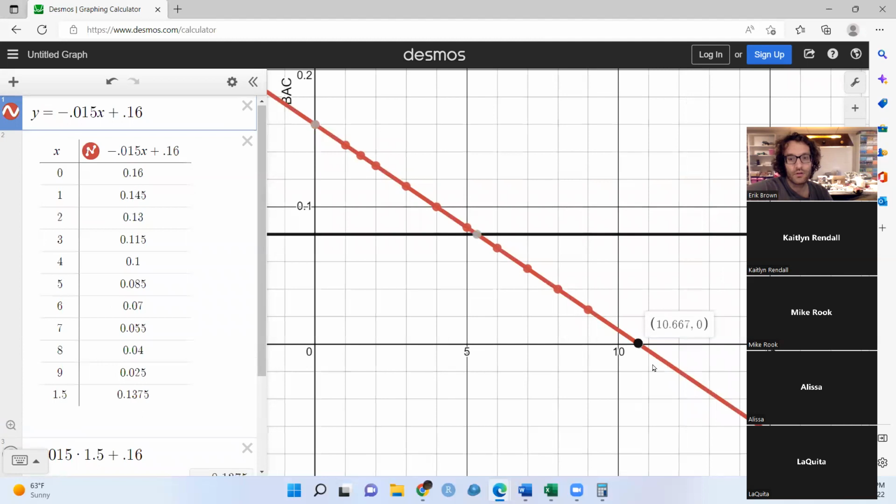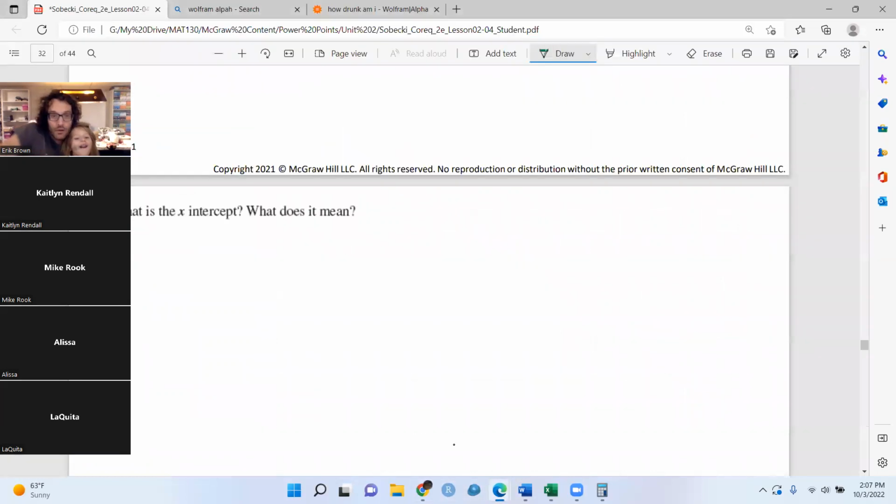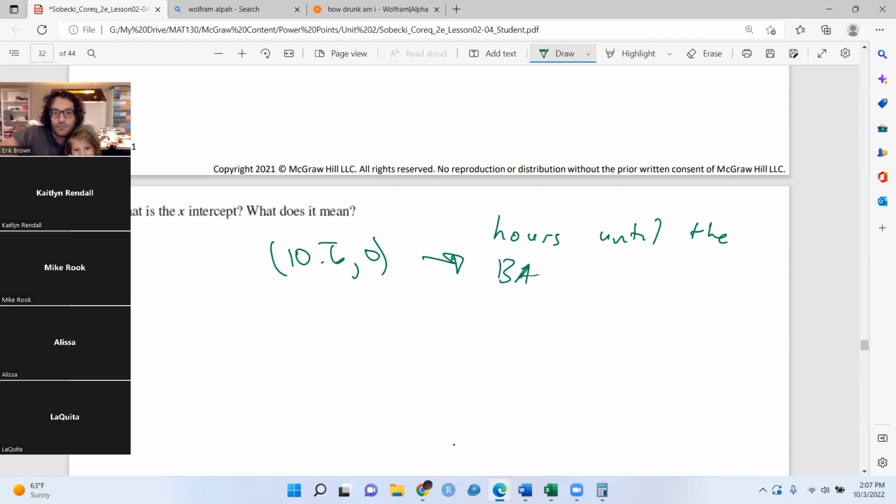here once before, right? The x-intercept is where it crosses the x-axis. And so we're seeing that's 10.66667 or 10.7, whatever. The way we write x-intercepts is like this. I'll put the line over the top to show that. And this is telling us the number of hours until the BAC is 0. And that's 0%. That's after, of course, 2 a.m.